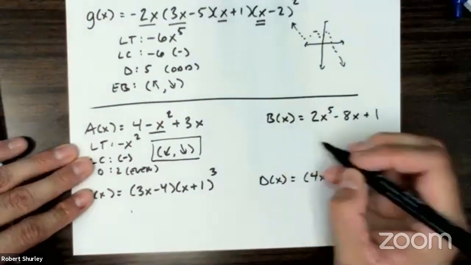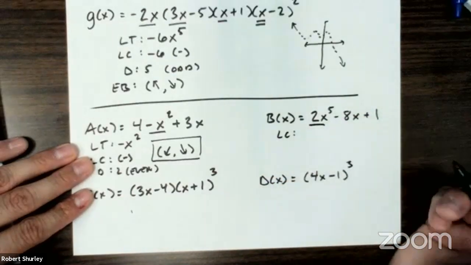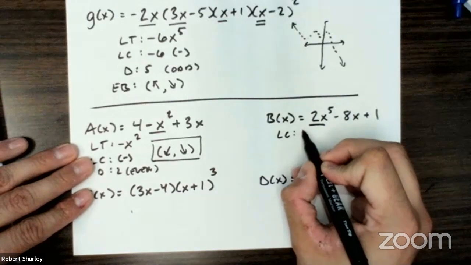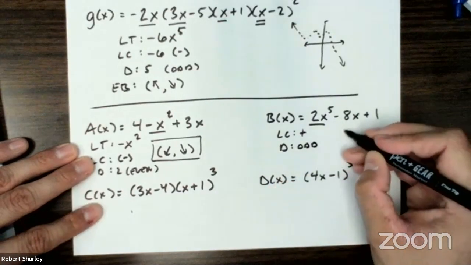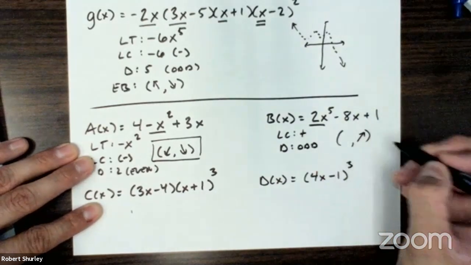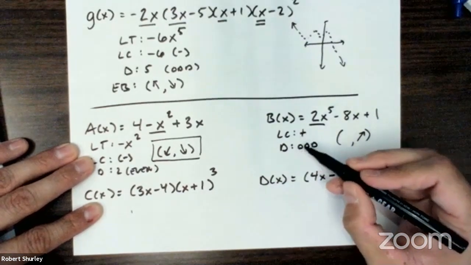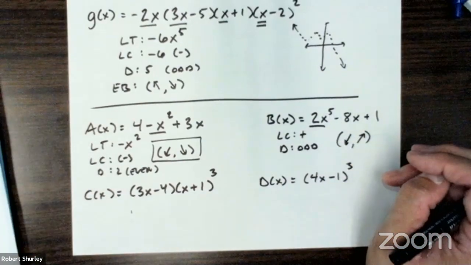The second one, we've got an odd degree. I'm just going to underline the leading term. The leading coefficient is positive, right? The degree is odd, so the ends have to be opposite. Because it's a positive leading coefficient, I know this is going to go up and to the right. It's an odd degree, so I know it has to go down the other way. It's got to go down.